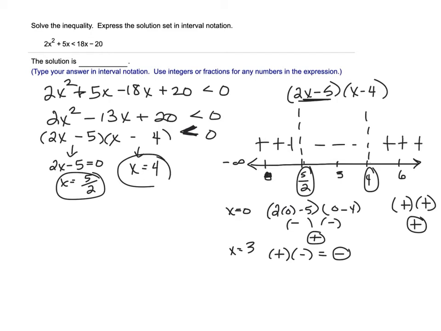Okay, so here's my number line. I have it complete. This number line tells me everything I need to know. Okay, 5/2 and 4, those are the 2 points that make the polynomial equal to 0. Everything between the two, between 5/2 and 4, makes the polynomial negative, which is the same as less than 0. And then we have the outside intervals. Both of those intervals make the polynomial positive.